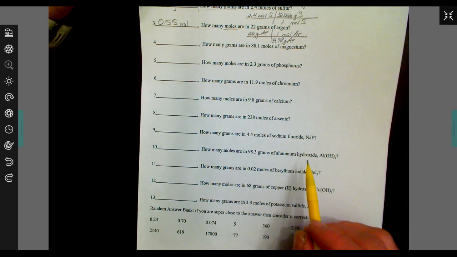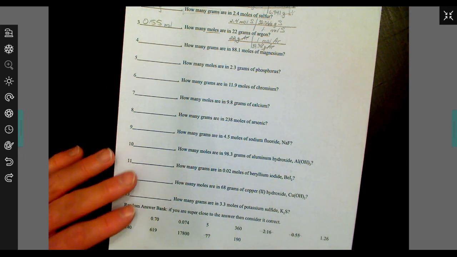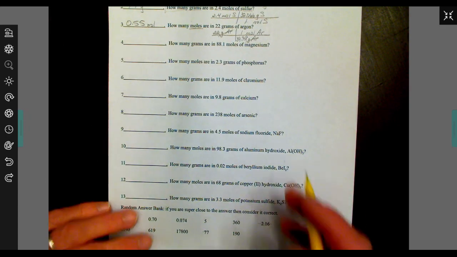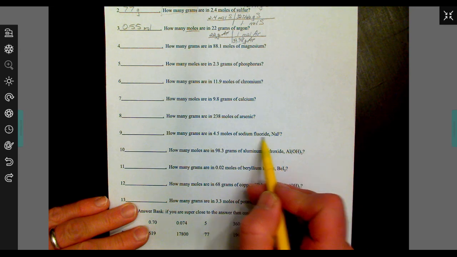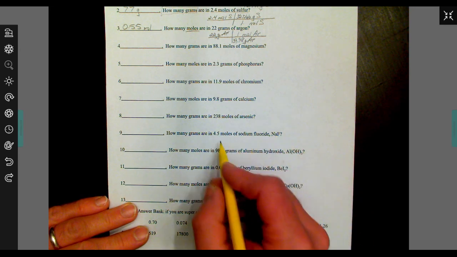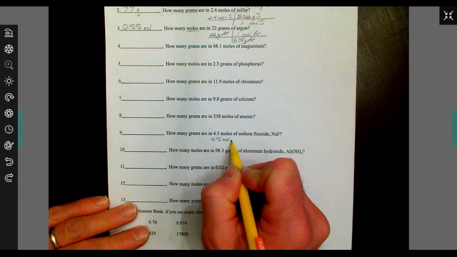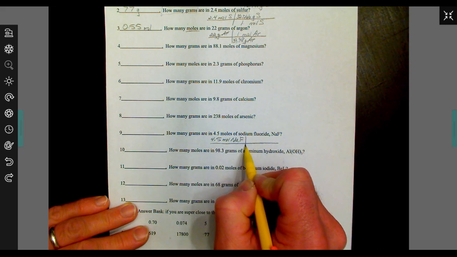Right now, I'm going to skip down to number 9. I'm going to do number 9 and number 10 with you, just because they are dealing with compounds now, and compounds are just a little different than singular elements, right? So number 9, we got sodium fluoride. We got the name, I've got the formula. So let's start our T-chart, and then we can see what we do with that. I have 4.5 moles of NaF. Okay, run my T-chart right off of that.